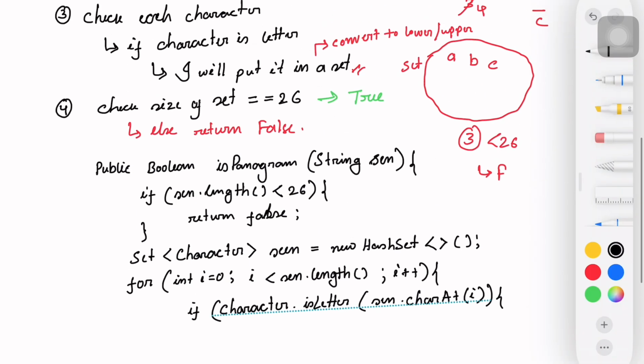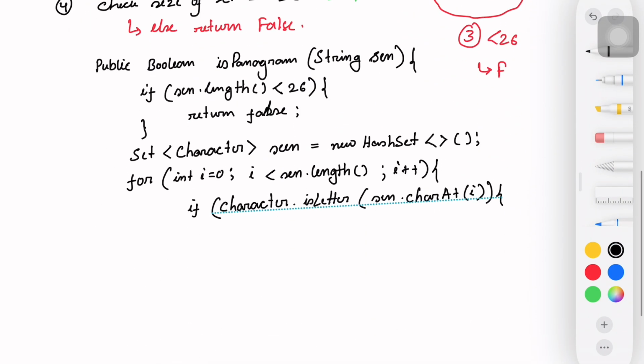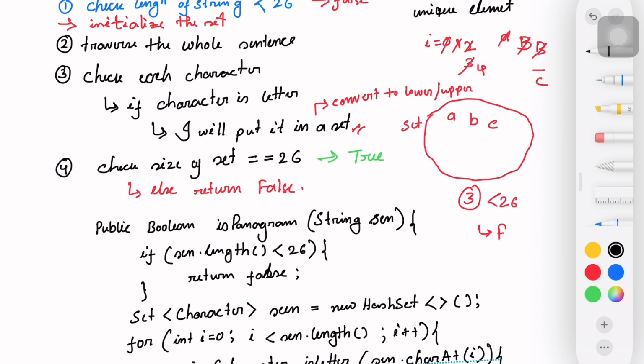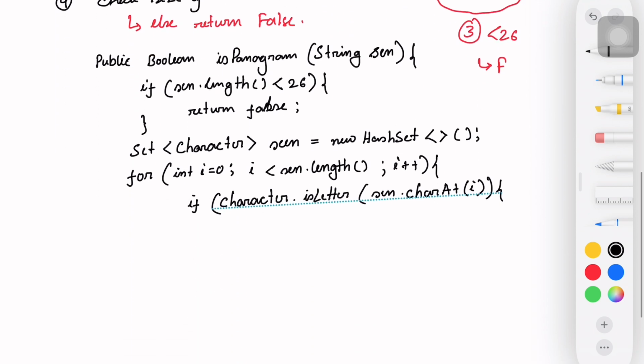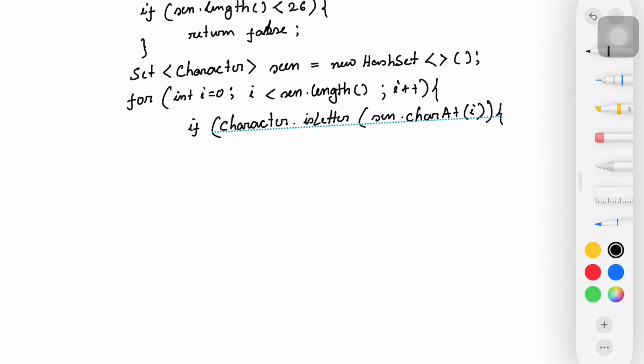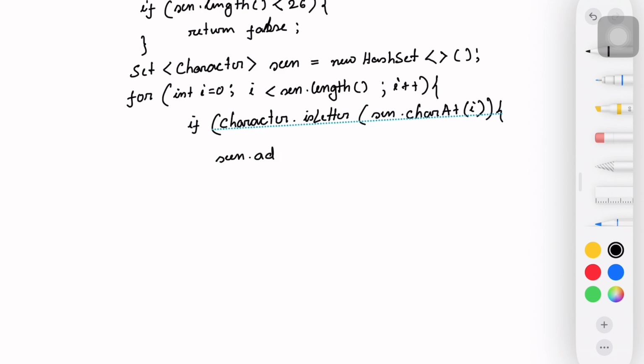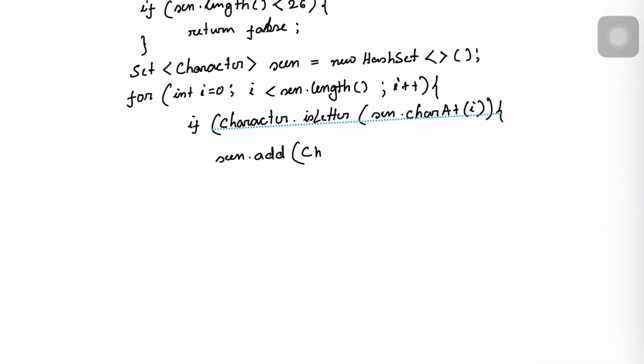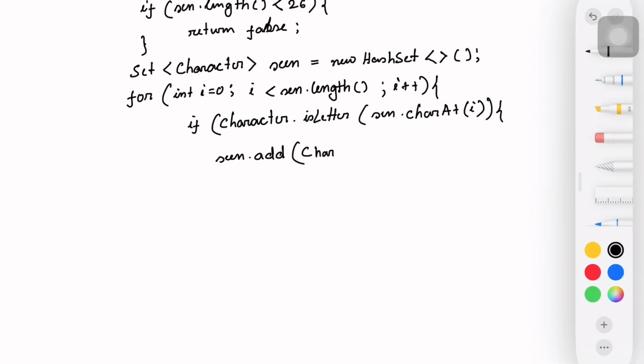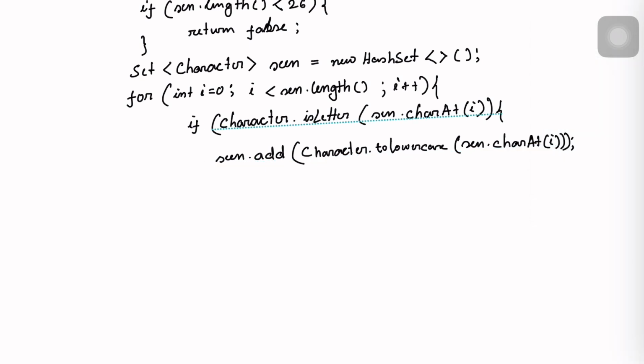If it is a letter, then I'll put it in the set. But before putting it in the set, I have to convert it to either lower or uppercase, correct? So inside this if condition, I'm converting it to lowercase. Again I'm going to use one inbuilt method, that is Character dot toLowerCase of sentence dot charAt(i). So I have added it into the set. That's it. We are done with our implementation.